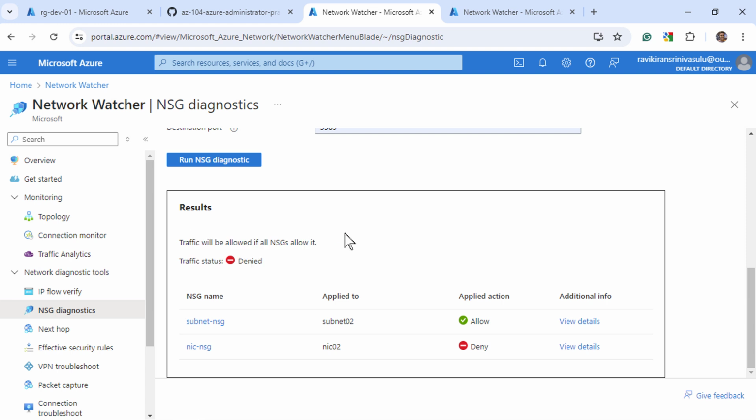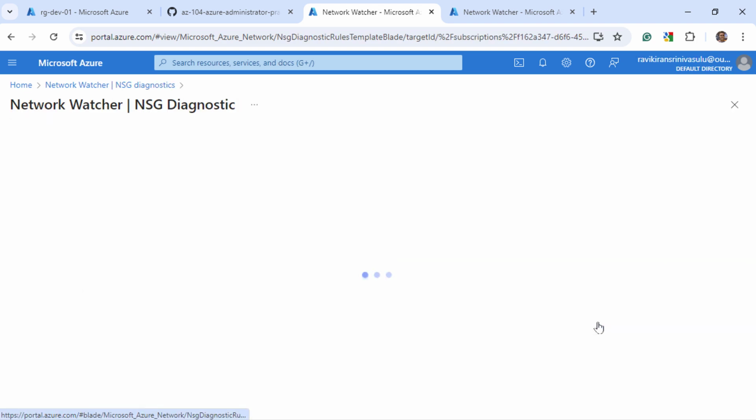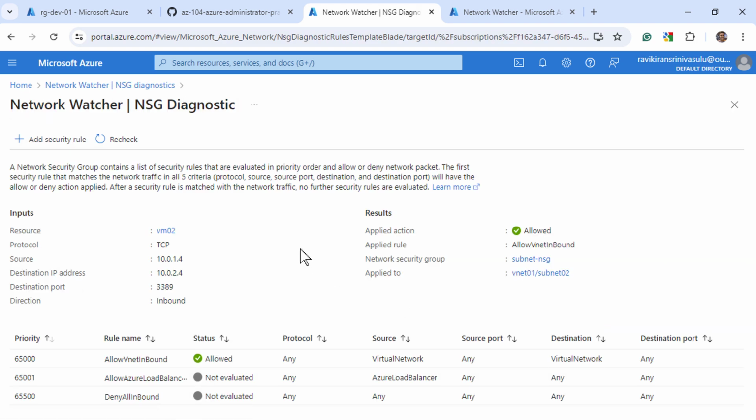So if you run the NSG diagnostic, you still get the result if the packet is allowed or denied, but you also get how the traffic is processed by the NSG at each level. That is, how the traffic is first processed by the NSG that's associated with the subnet, and how the traffic is processed by the NSG that is associated with the NIC of VM02. As I told you, first, the security rules in the NSG attached to the VM's subnet will be processed. There is nothing that's denying the connection.